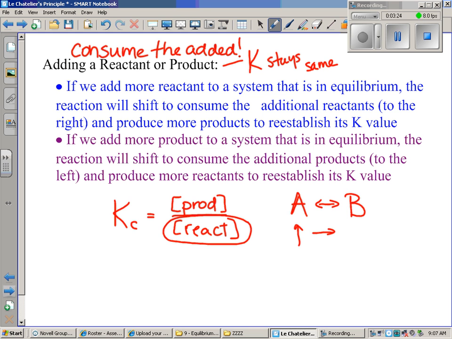So let's say instead of this scenario, we increase how much B we have. Now we have too much B. If you have too much of something, then you need to react it away, and it will shift to the left to produce more A. So if you have added reactant or product, whatever side you add it to, the reaction will shift to the other side. Shift means just form the other side. So instead of being at equilibrium, it's going to actually be reacting in one direction until it gets back to that same K value that it had before. So that is for adding a reactant or a product.